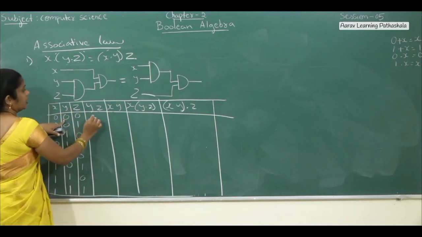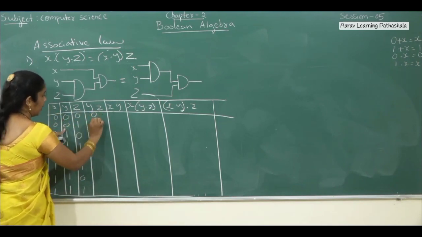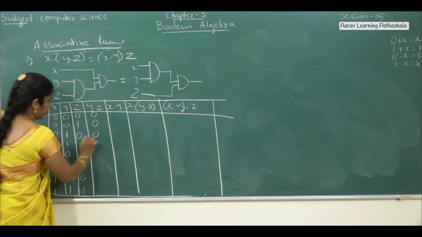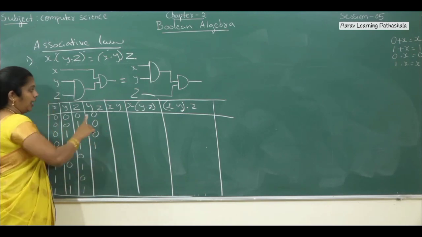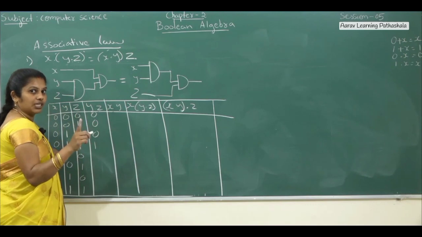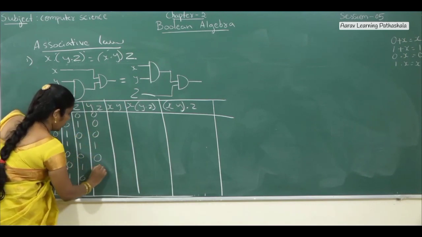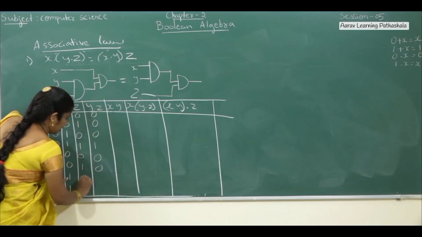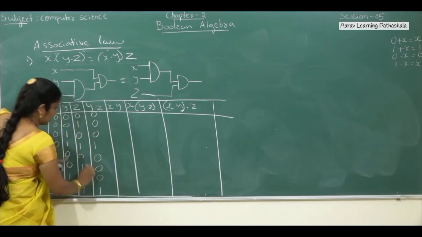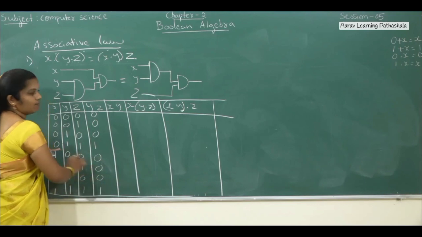Now take down yz. 0 into 0 is 0. 0 into 1 is 0. 1 into 0 is 0. 1 into 1 is 1. In the dot operator, if all the inputs are 1, then only the output becomes 1. Repeating for the next four rows: 0 into 0, 0. 0 into 1, 0. 1 into 0, 0. 1 into 1, 1. See, only in these two cases the output becomes 1 here.